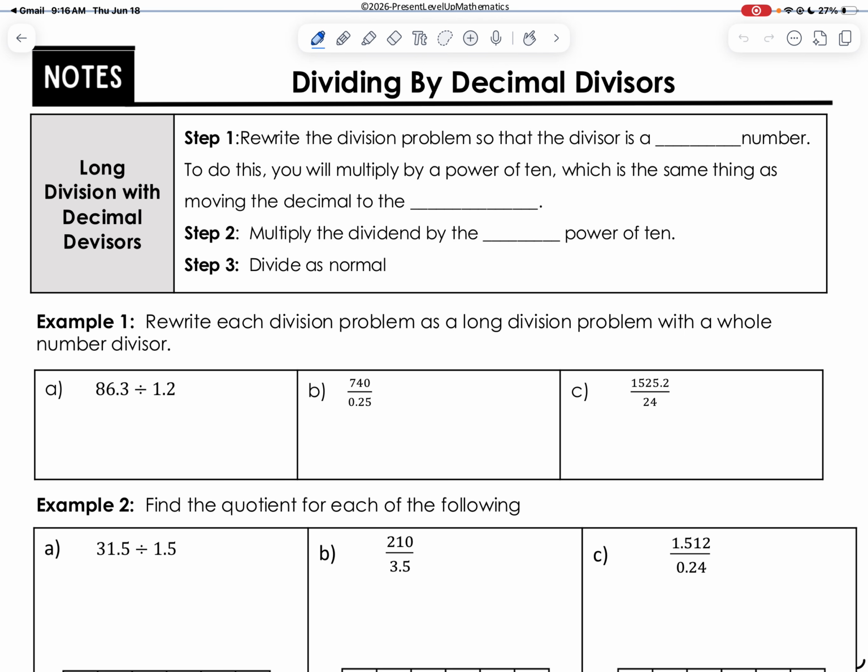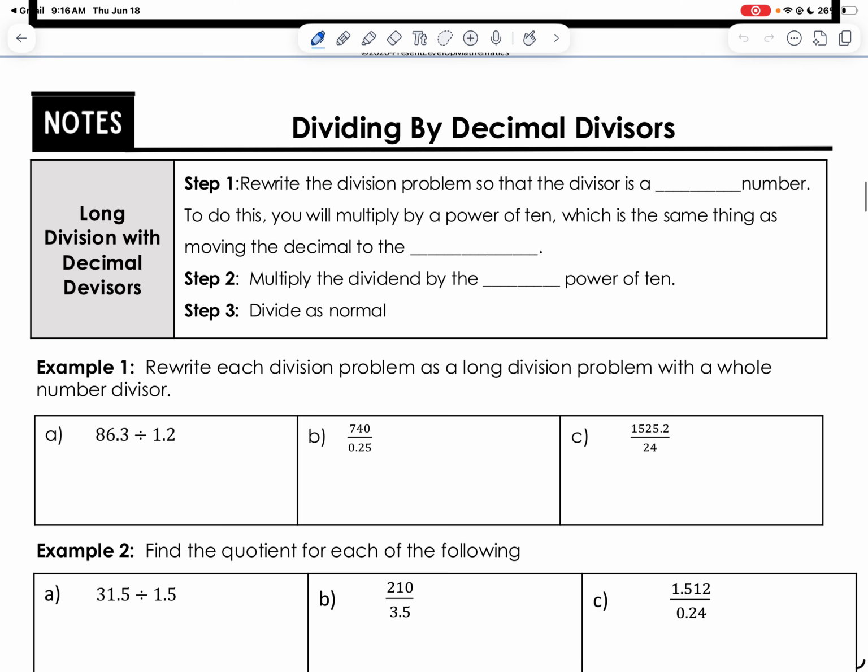In today's lesson, we will use long division for problems that have decimal divisors. In other words, we'll take problems like 525 and divide it by some type of decimal, like maybe 1.5. So our divisors are going to be decimals.